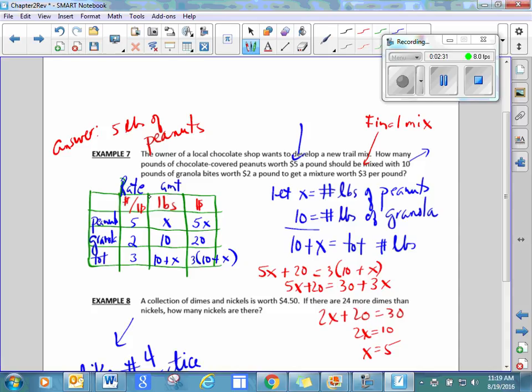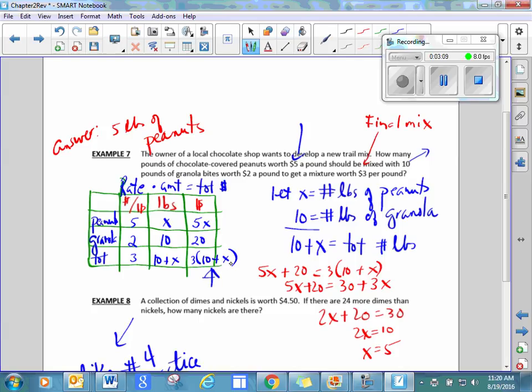We're going to multiply straight across: the rate, how much it is per pound, times how many pounds you have is going to give you the total amount. So 5 times X is 5X, $2 for 10 pounds of granola is $20. And our final mixture is going to be $3 per pound of some amount of pounds, 10 plus however many peanuts we add. So that's the expression for the total dollar amount of our final product.